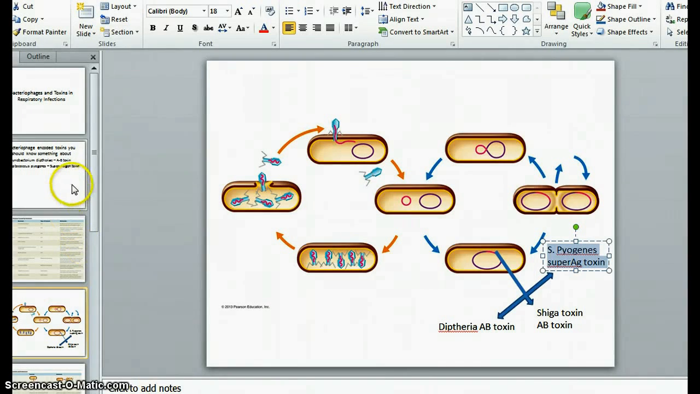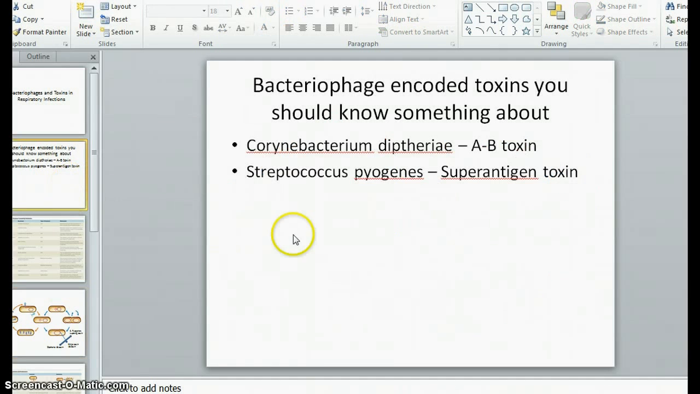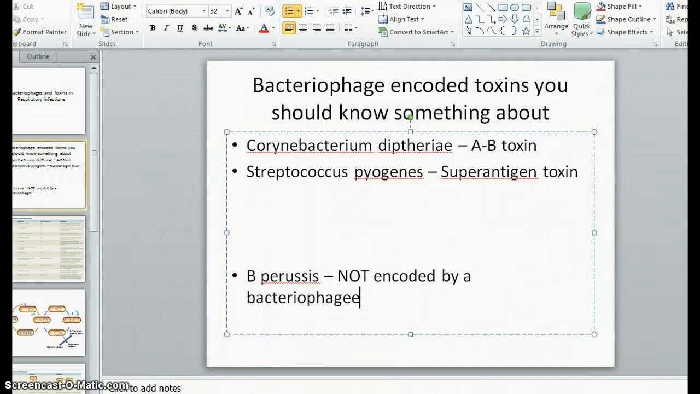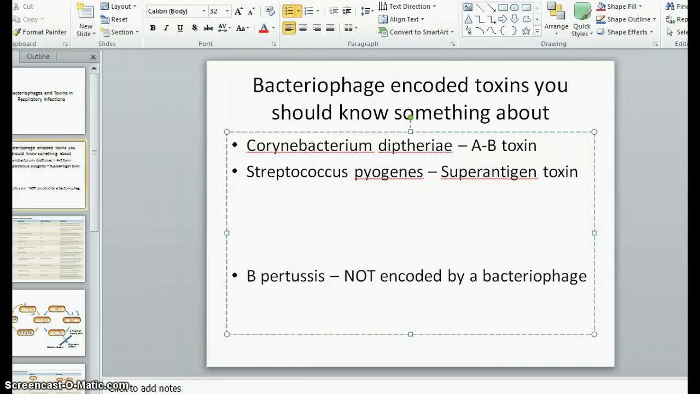Not to get you too excited about the bacteriophage story, if you notice there is a pertussis. So let me write right here. Bordetella pertussis toxin. That is not encoded by a bacteriophage. So not every toxin is encoded by a bacteriophage. Pertussis toxin is one of Bordetella's own genes.